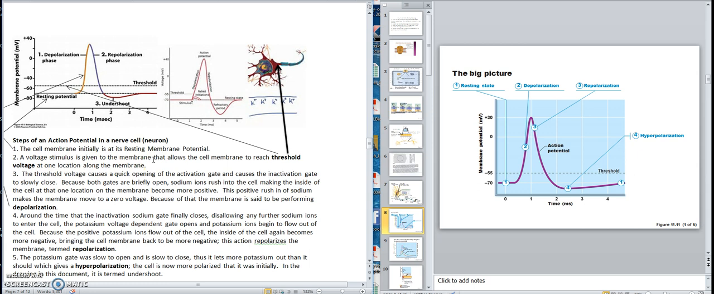Now, if it's in your body, it's given by your brain or something else. If it was in a lab, we'd hook a battery to it, because it would be artificial. We'd have taken the neuron out. A voltage stimulus is given to the membrane that allows the cell membrane to reach threshold at one location along the membrane. Now, first of all, before we do this, I want to come here.